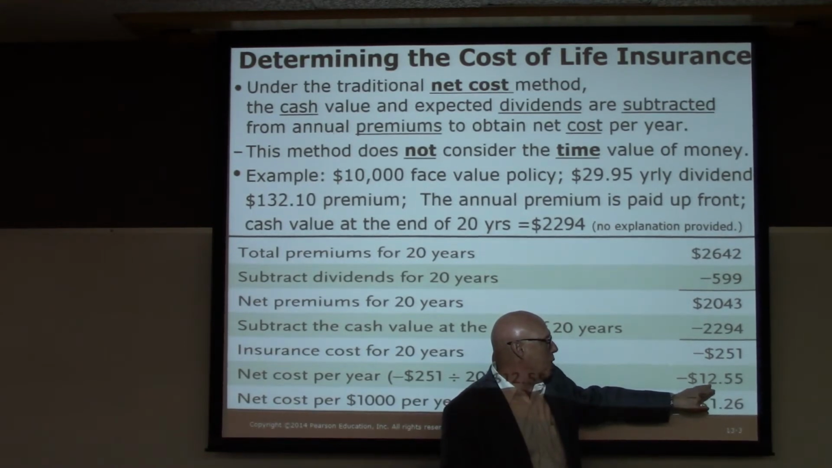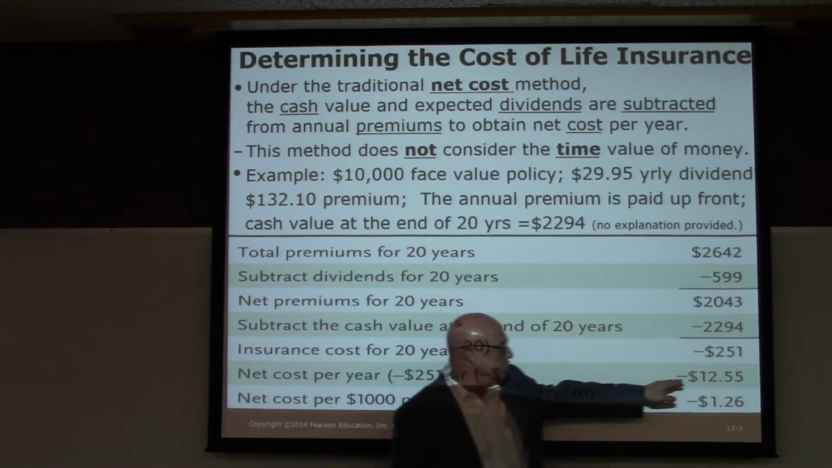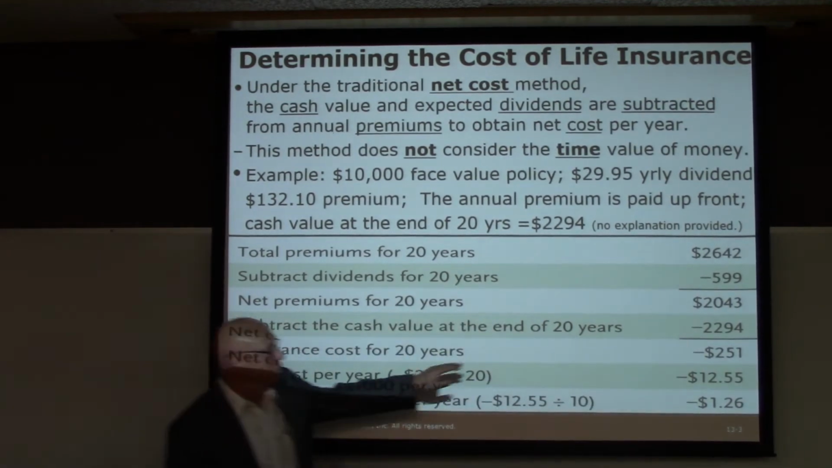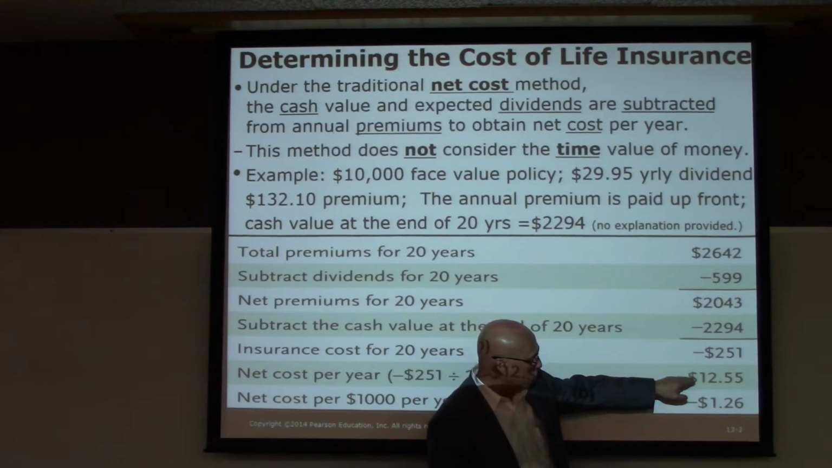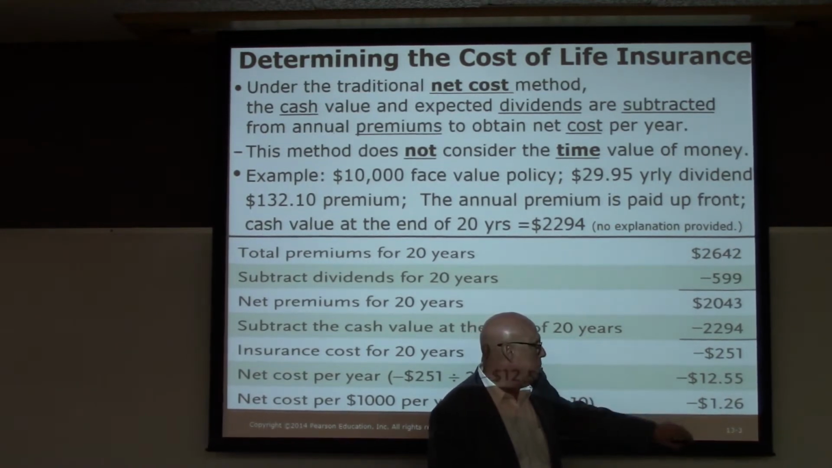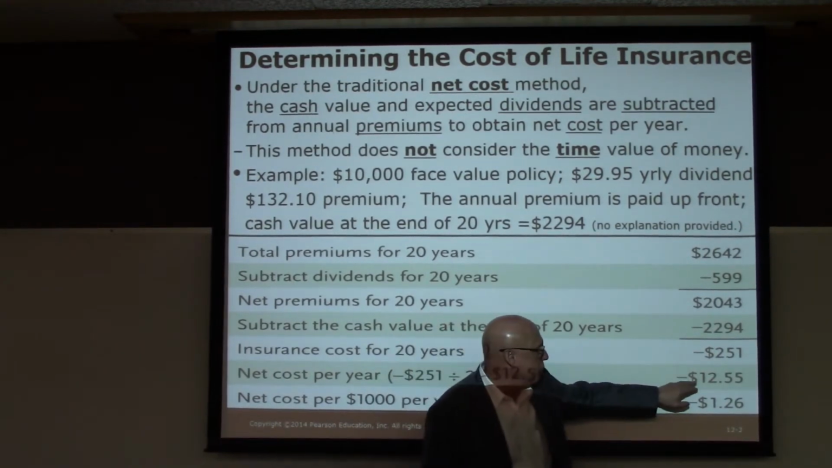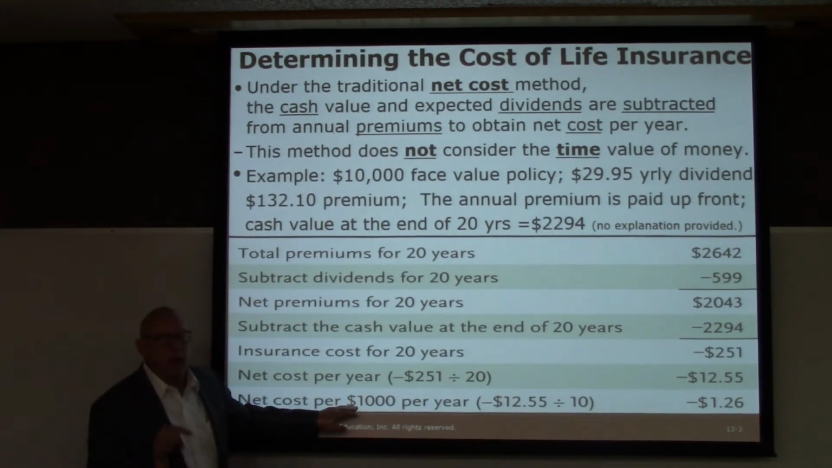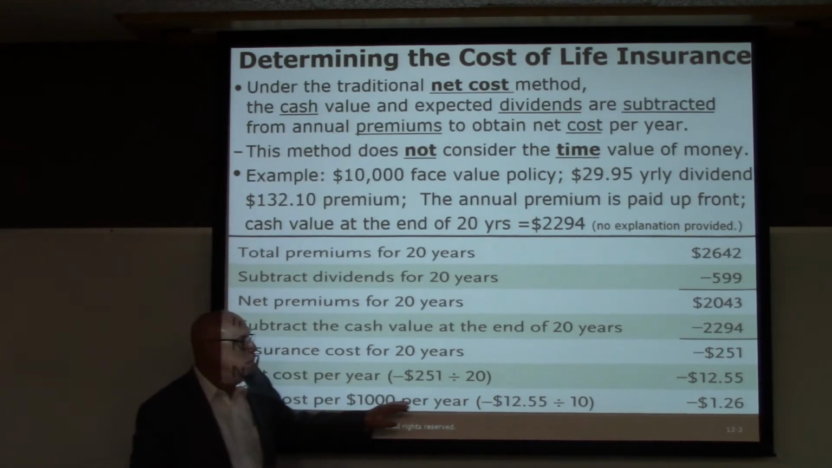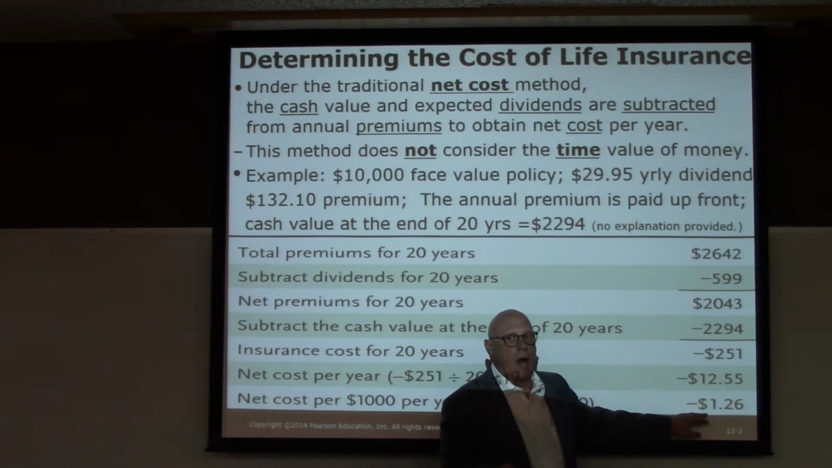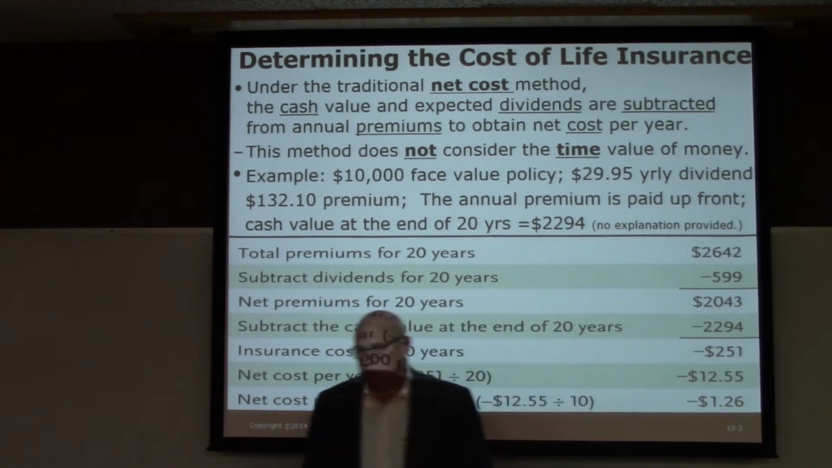Which is per year, the annual cost, minus $12.55. It's negative. It doesn't consider time value of money, okay? And if you divide the $12.55 by the $10,000 divided by 1,000, which is 10, then you get minus $1.26, which is the cost per thousand of coverage, okay?